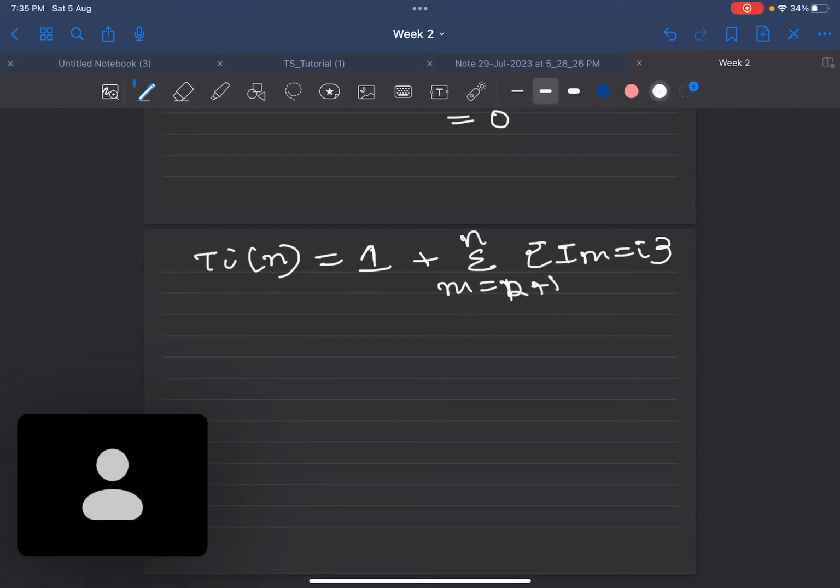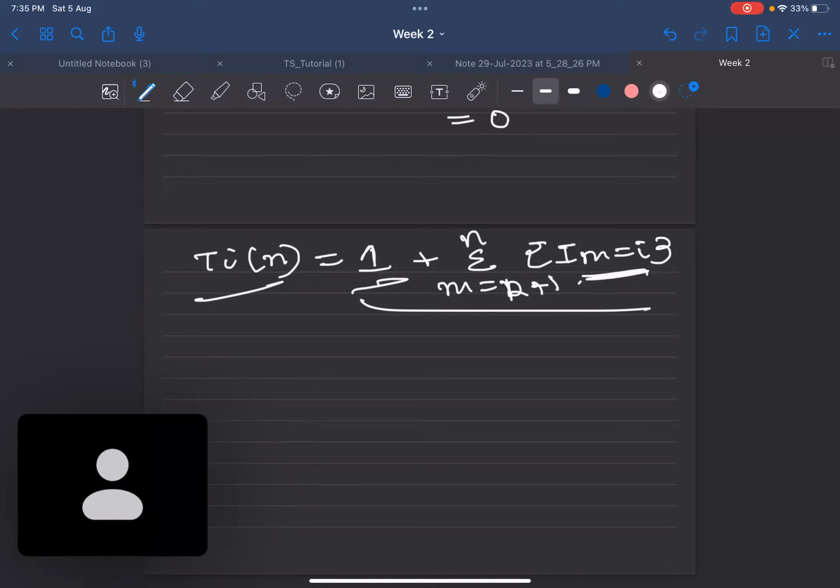Now, can someone tell me what is this? Let us go very slowly. This is basically the number of times I is selected. Then what is this? This is the number of times I was selected in k+1 to n trials.